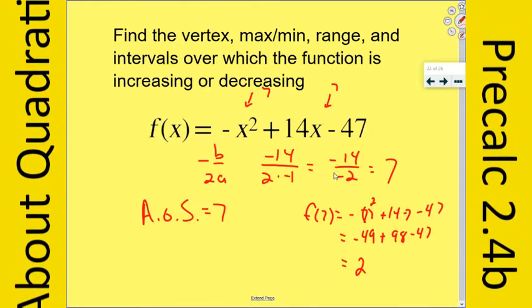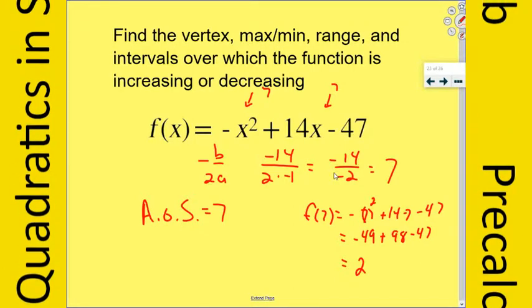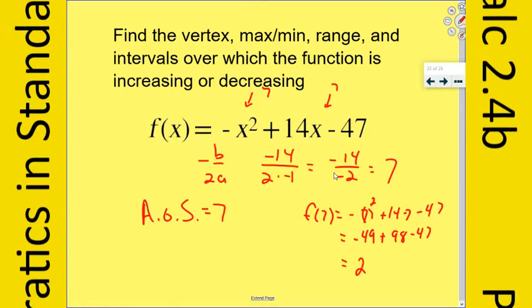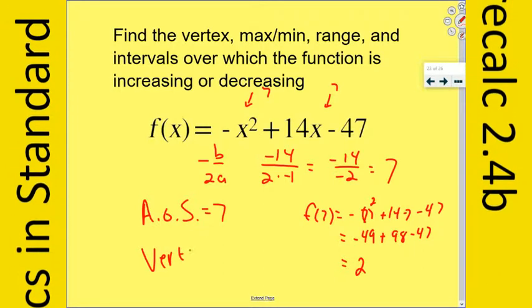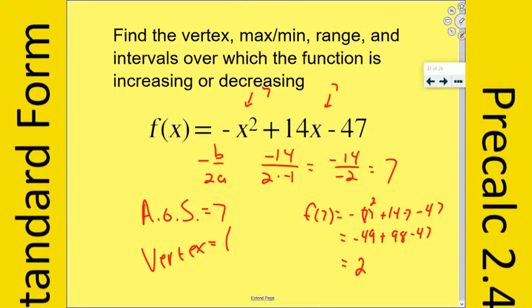So f of 7, our function evaluated at the axis of symmetry, is 2. This is our y value. So our vertex is at the point, whoopsie daisies, I messed up, guys.